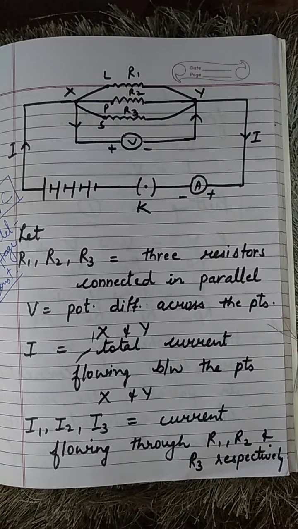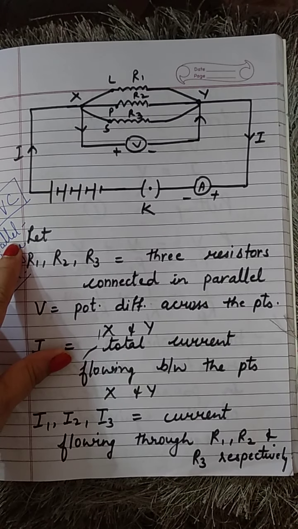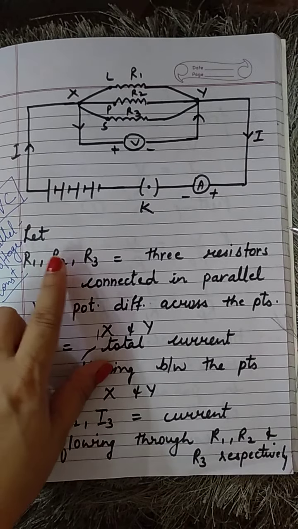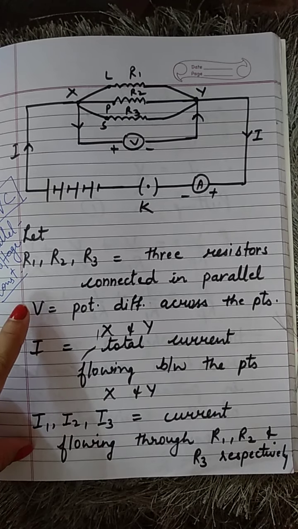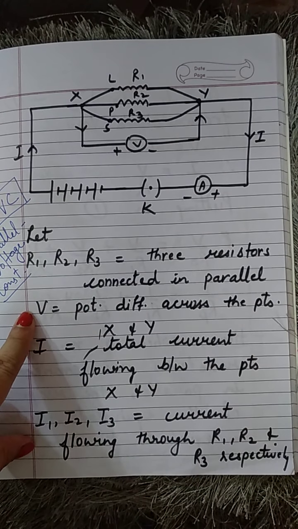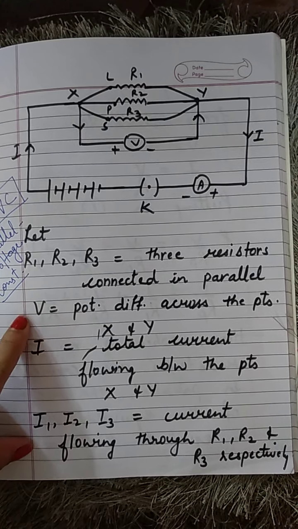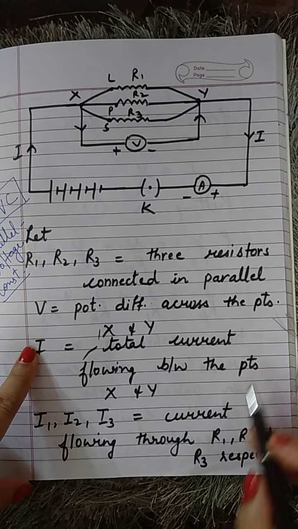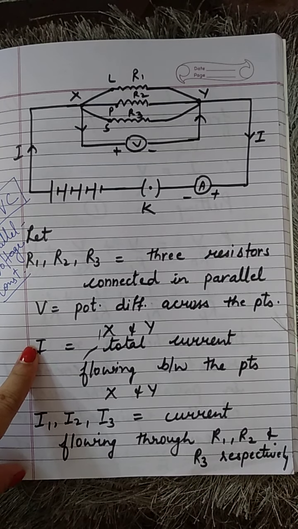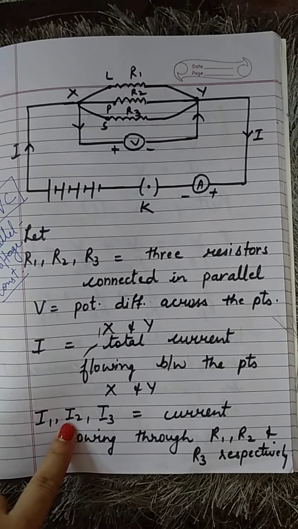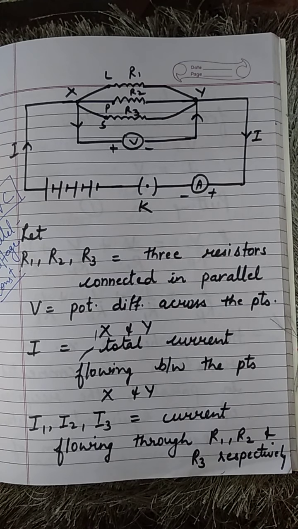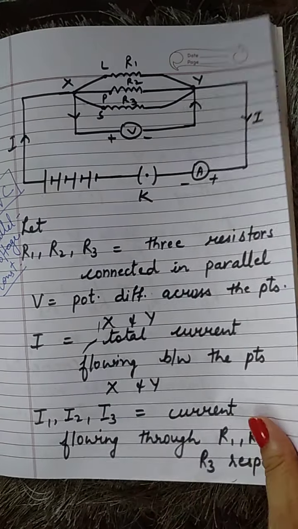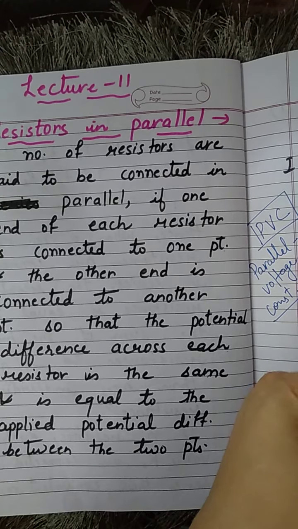Now let us consider we have three resistors R1, R2, R3, and all three are connected in parallel. Then we consider V the potential difference across the points. Next, I is the total current flowing between these points. Then I1, I2, I3 are the different currents flowing through R1, R2, R3 respectively. As I have told, here the current is going to divide itself.